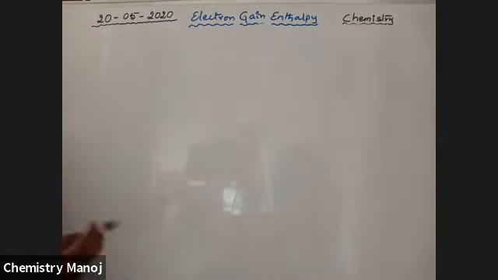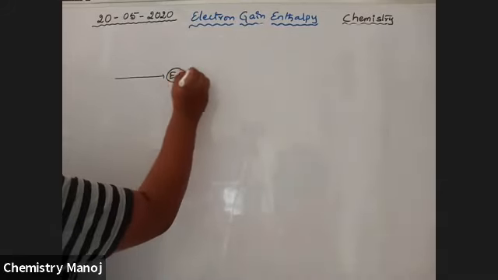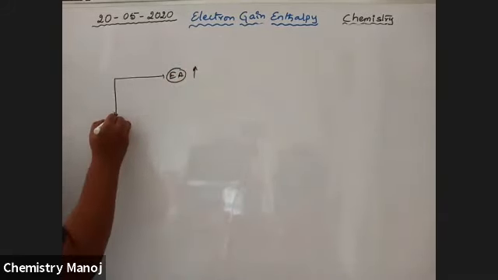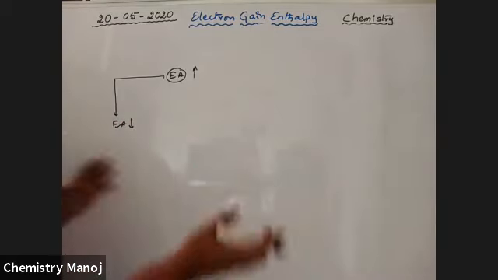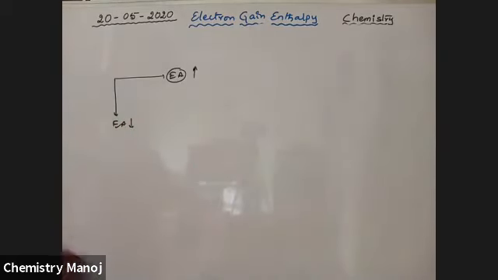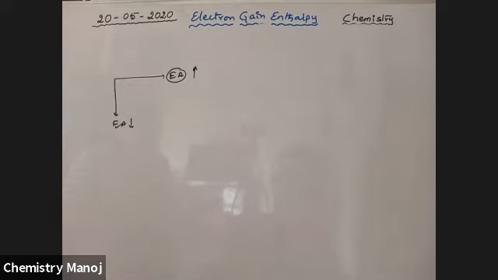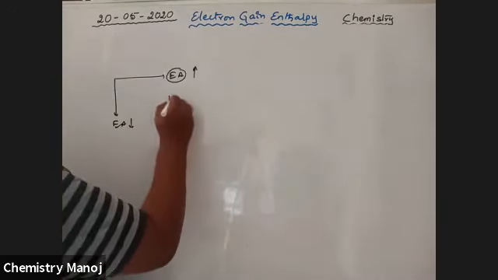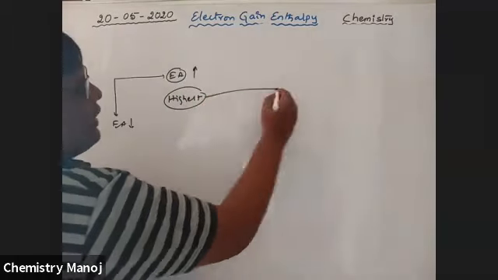In general, left to right, electron affinity increases. Top to bottom, electron affinity decreases. Particularly, I already explained to you, in general electron affinity increases left to right and decreases top to bottom. So the highest is available at the right side of the periodic table.